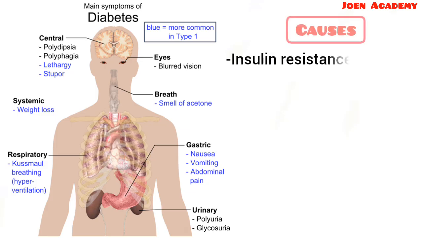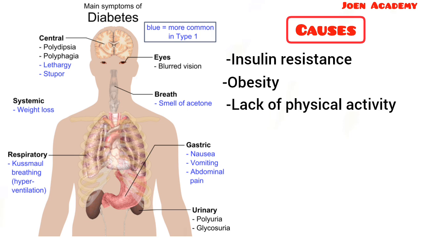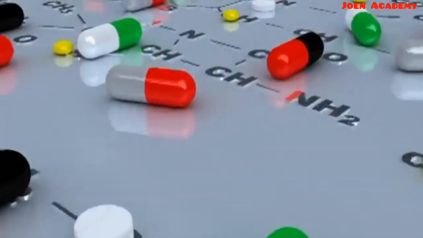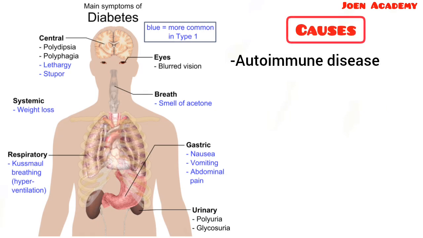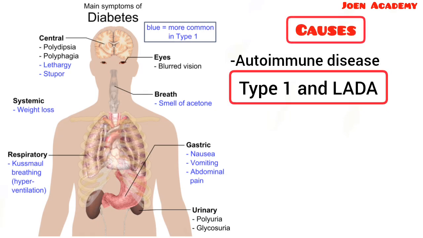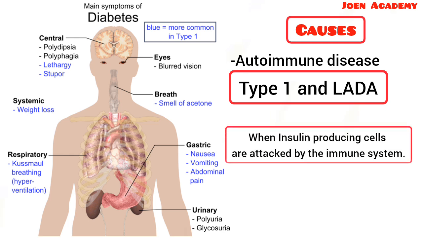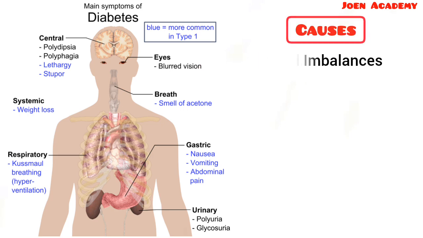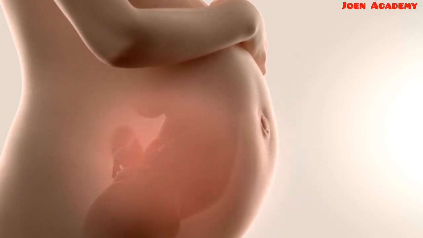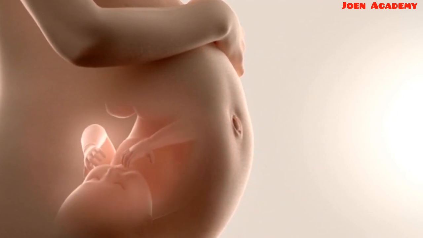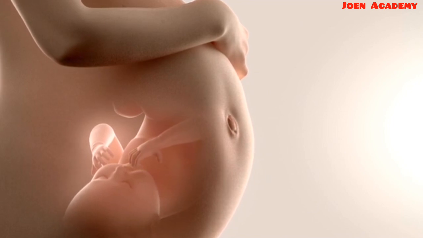Several factors and conditions contribute to varying degrees of insulin resistance, including obesity, lack of physical activity, diet, and hormonal imbalances. Genetics and certain medications also contribute to this. The types of diabetes that arise due to autoimmune disease are type 1 diabetes and LADA. These occur when the immune system attacks the insulin-producing cells in the pancreas. As for hormonal imbalances, during pregnancy, the placenta releases hormones that cause insulin resistance. The individual may develop gestational diabetes if the pancreas cannot produce enough insulin to overcome insulin resistance.